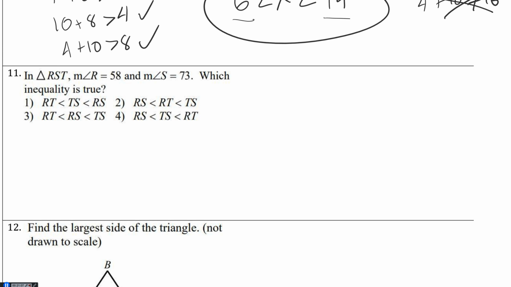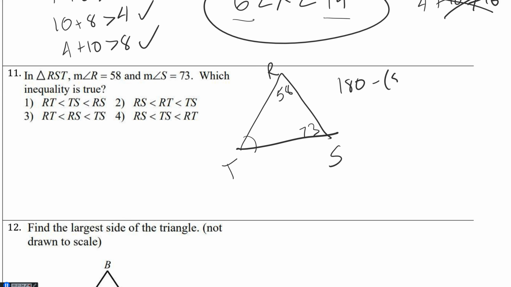Number 11. In triangle RST, the measure of angle R equals 58, and the measure of angle S equals 73 degrees. Okay, so I'm going to draw a triangle RST. It's not going to be to scale. I just want to have a picture to look at so I can fill in these angles here. So R is 58 degrees, S is 73, and I can always figure out the third angle in a triangle just by subtracting the sum of my other two angles from 180. So 180 minus 58 plus 73 is equal to 49. So that other angle is going to be 49 degrees.